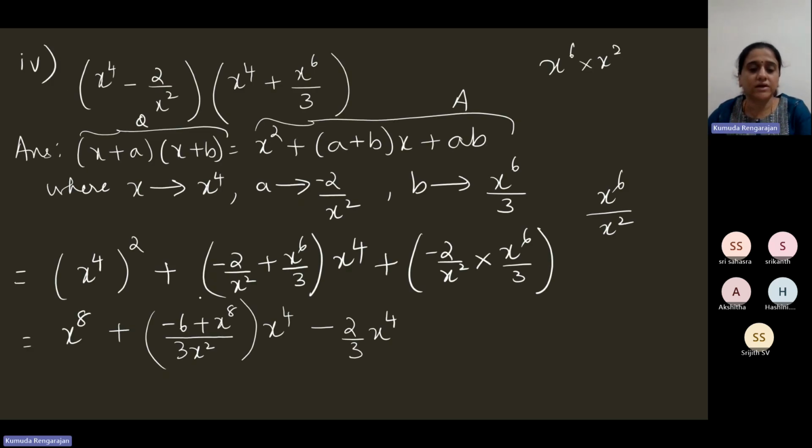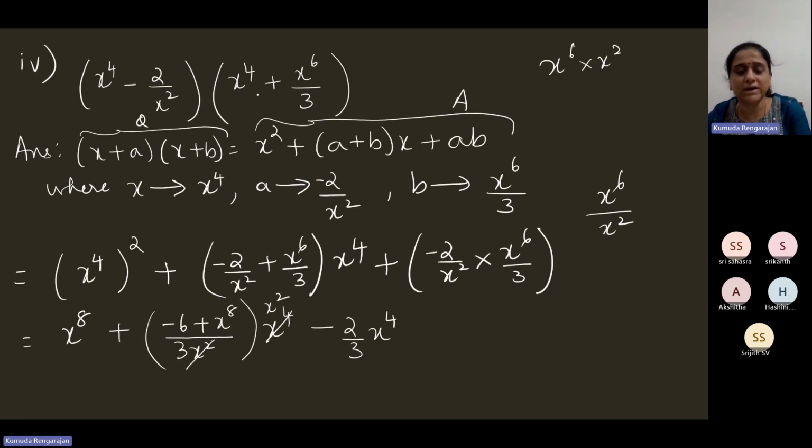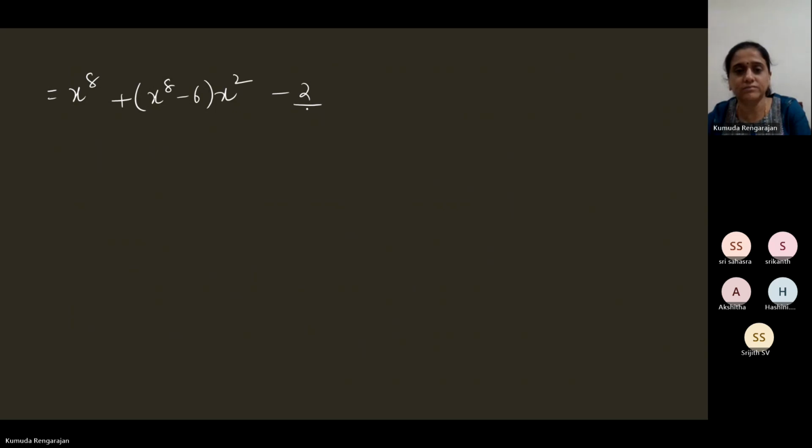X to the power 8. Then you can see outside we have x to the power 4. In the denominator we have x squared. So you can subtract the powers. You can cancel x squared, and this is x to the power 4, so x to the power 2 will remain. So you will have plus, in the bracket, x to the power 8 minus 6. Outside we have x squared minus 2 by 3 x to the power 4.